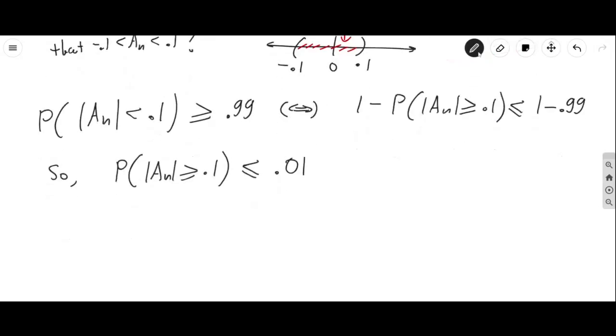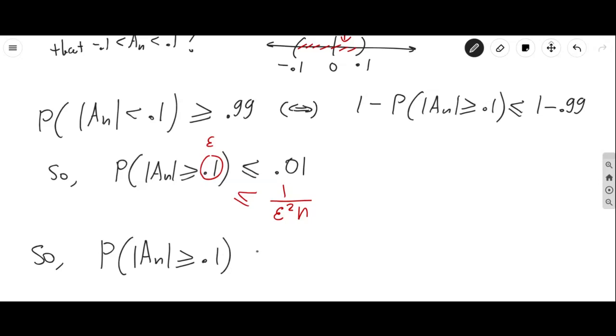Now, what we know from Markov's inequality is that this is dominated by 1 divided by epsilon squared times n, where this is what we call the epsilon. So the probability that A_n is greater than or equal to 0.1 is less than or equal to 1 divided by 0.1 squared times n.